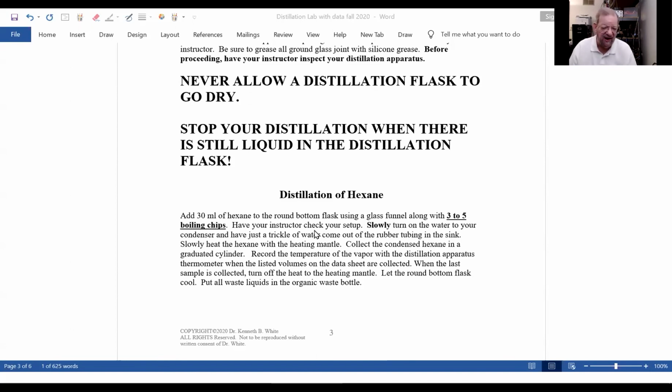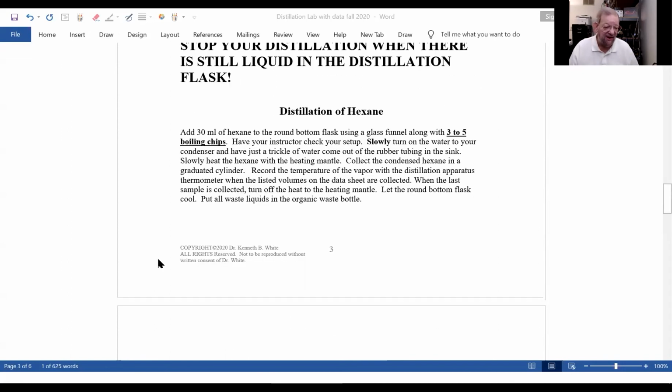I would show you how to set it up. Then I check it. You turn on the water. If you turn on the water too quick, it'll pop the hose and you get a nice unexpected shower. Not good. And that's why I warn students, you slowly heat up the heating mantle, set it about halfway, and collect the hexane that comes over in those drops and record the temperature with the distillation apparatus thermometer. We actually now use a thermocouple when the listed volume and the data sheet are collected. And the last sample, turn it off and clean up.